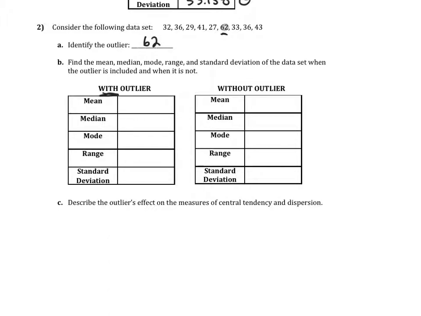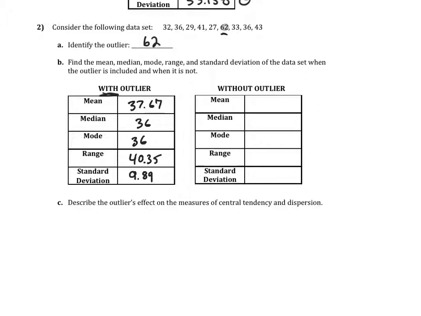So for the mean, when you do that, you add them all up, divide by the amount of numbers, you get 37.67. Median, you put them in order from least to greatest and find the middle number, should be 36. The mode is 36. The range is 40.35. And our standard deviation is 9.89. Okay, remember that is with our 62 included.